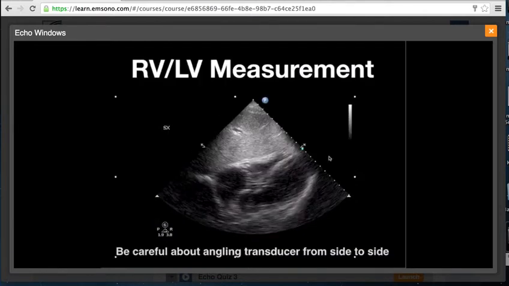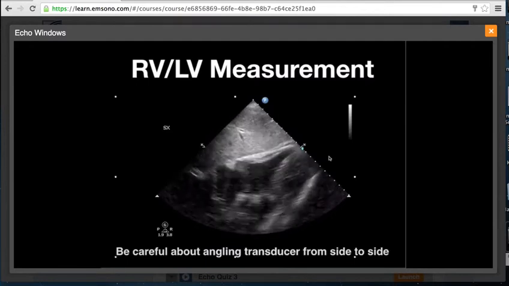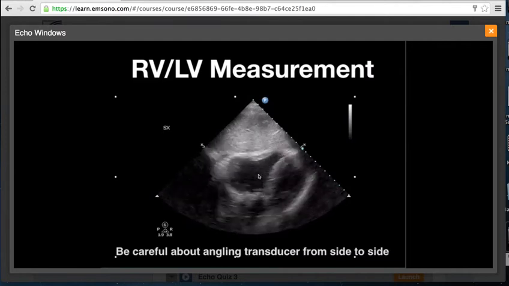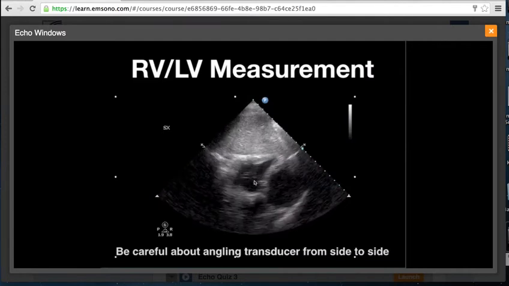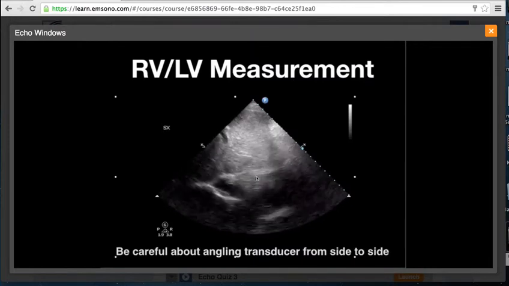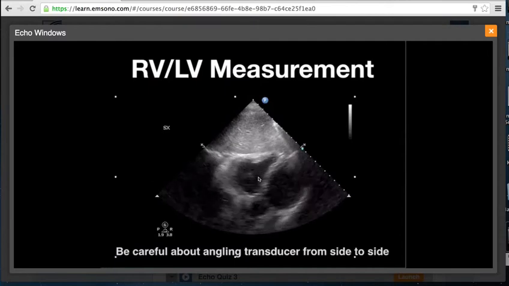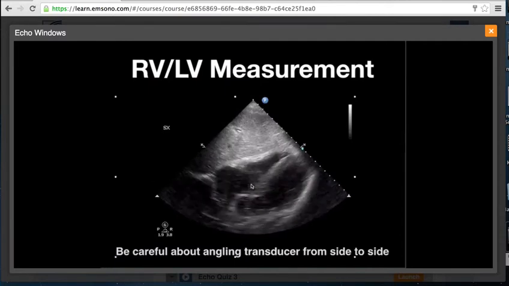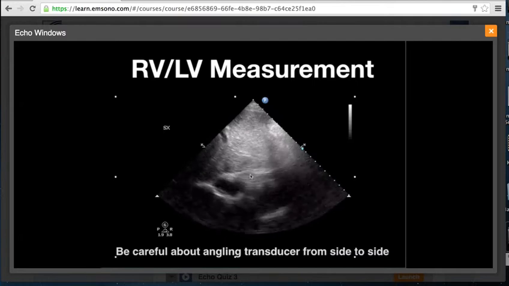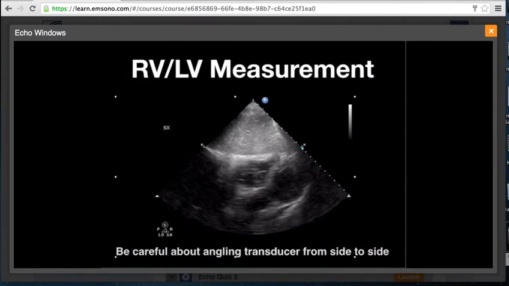Now be careful about measuring the RV and the LV from this subcostal window, because depending on how you have the transducer angled from one side to the other, you're going to either emphasize or de-emphasize the left or the right side of the heart. So it's possible that you could overestimate the right ventricle or underestimate it by how the transducer is angled. You can see here, at one point the RV looks enlarged, but we're off axis here and rotated, but then in the beginning we rotate it and de-emphasize the RV. So just be careful when obtaining RV, LV measurements from this window.